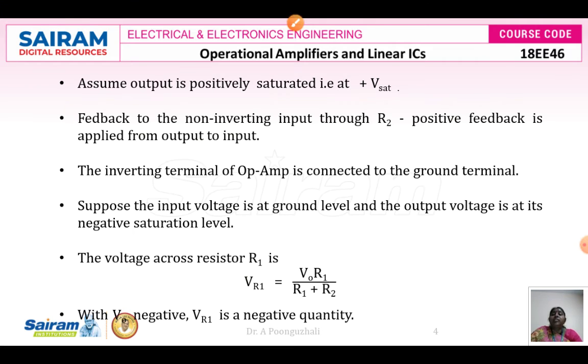So the same thing I have said here. First we are going to assume that the output is positively saturated. When the output is positively saturated at plus Vsat, your feedback is given to the non-inverting input through your resistance R2. So positive feedback is applied from output to the input. The inverting terminal of the operational amplifier is connected to ground.